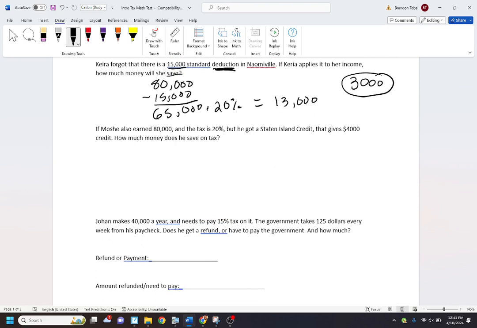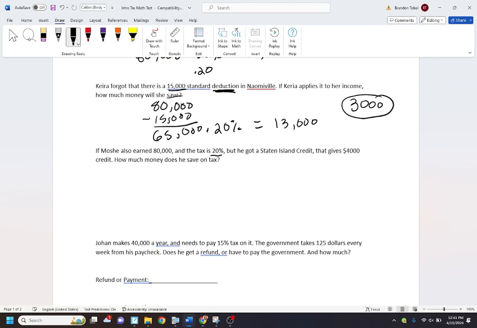Now let's go to Moshe. Moshe also earns 80K, taxed at 20%. And he gets a Staten Island credit that gives a $4,000 credit.